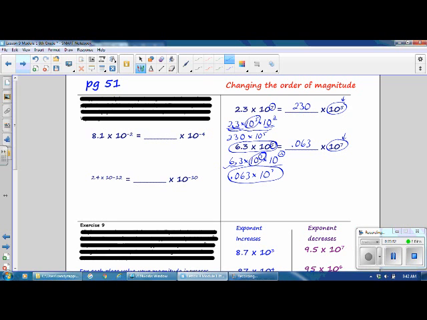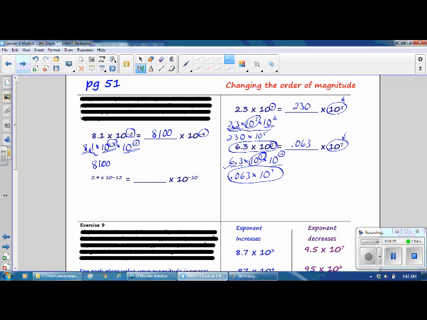Next example, 8.1 times 10 to the negative 2. We want to change our order of magnitude to 10 to the negative 4. So we write 8.1 times 10 to the negative 4 times 10 to the blank. This exponent and this exponent need to add up to negative 2. So negative 4 plus 2 is negative 2. Now we want to preserve this base 10, so we multiply 8.1 times 10 squared. You move your decimal 2 places, and that's 8100 times 10 to the negative 4.